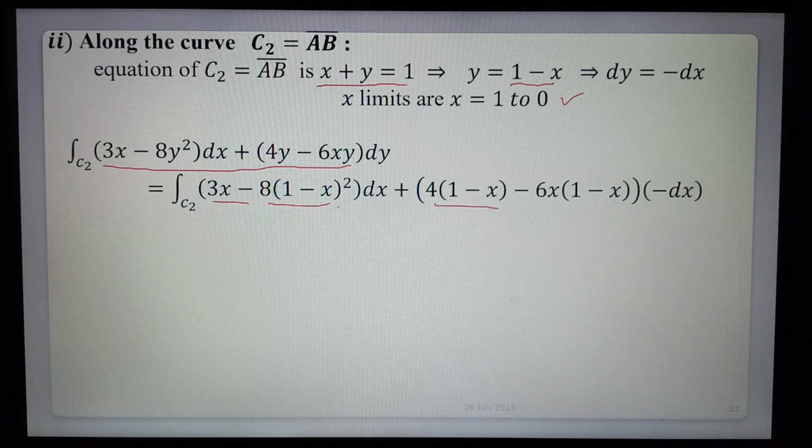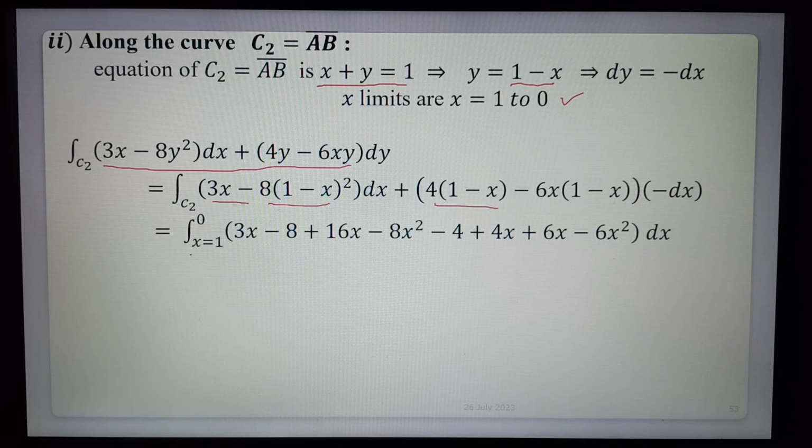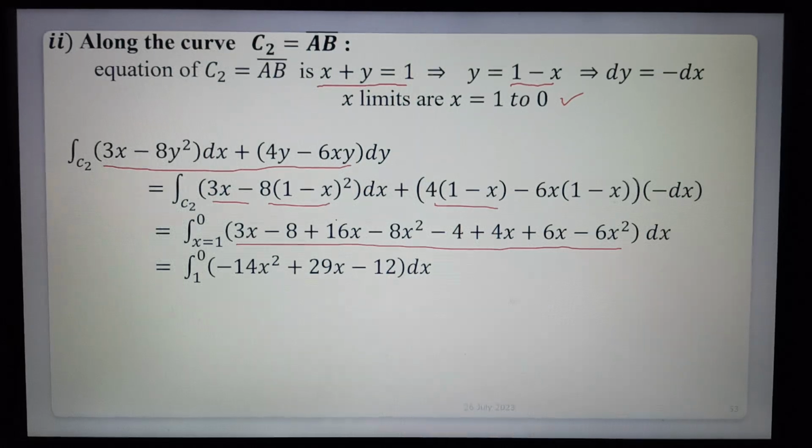So now dx is common, and the remaining is all simplification. So integration of x, limits 1 to 0. Simplification is totally expanding, and adding and subtracting. That is equal to integration from 1 to 0 of minus 14x square plus 29x minus 12 into dx.